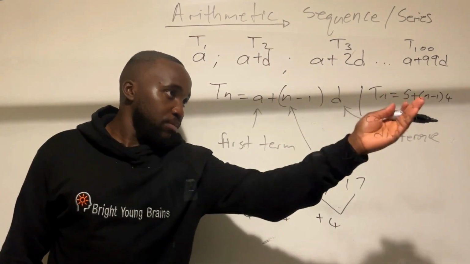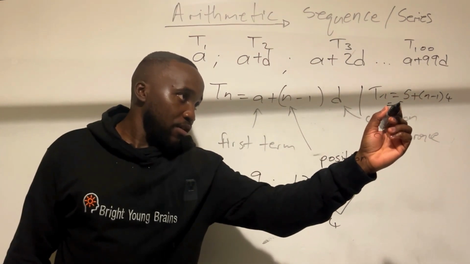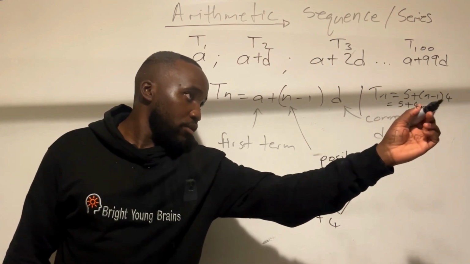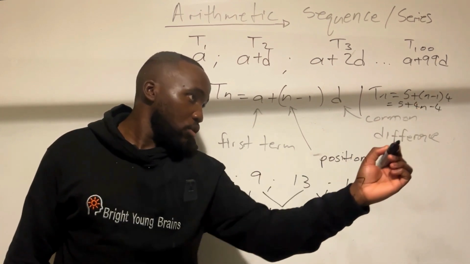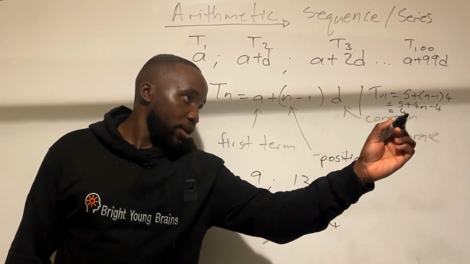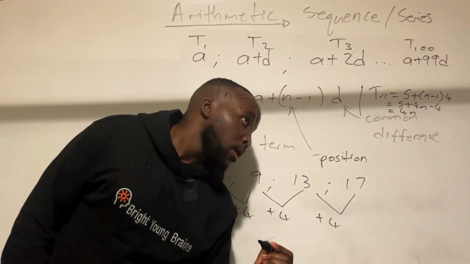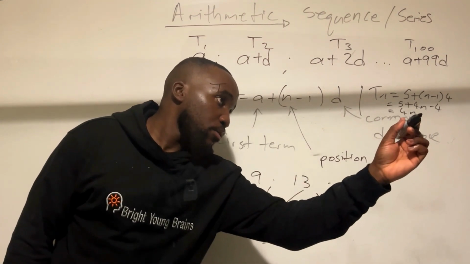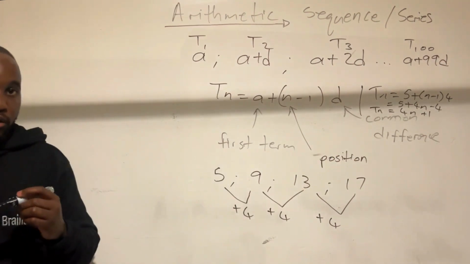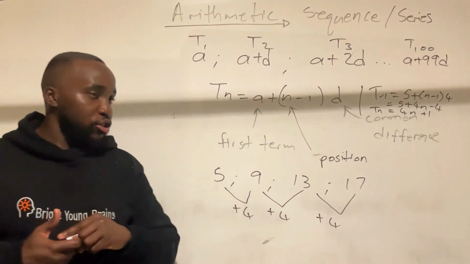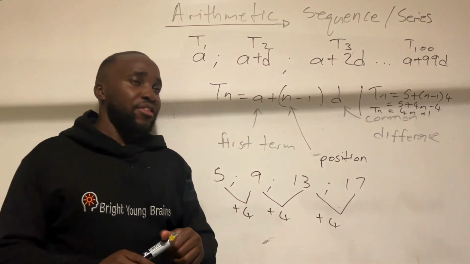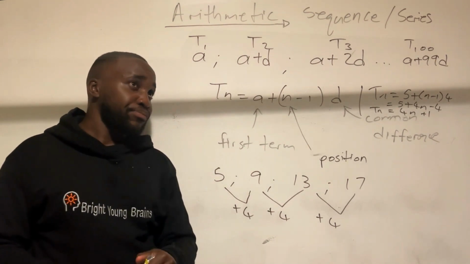Now, if you simplify this, you'll have 5 there, 4 times the n will be 4n, and 4 times the negative 1 will be negative 4. If you go one step further, you'll have 4n, and 5 minus the 4 will be a positive 1. And then there's your general term over there. So that's how you find the general term. This is quite basic, quite straightforward, nothing crazy, nothing major.